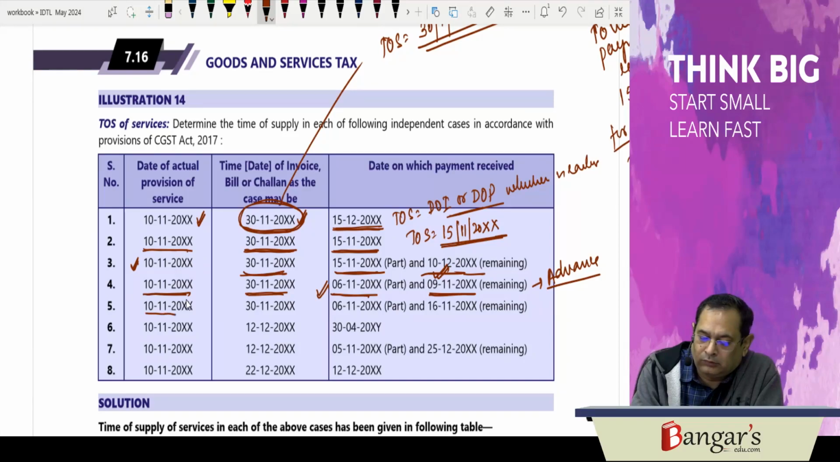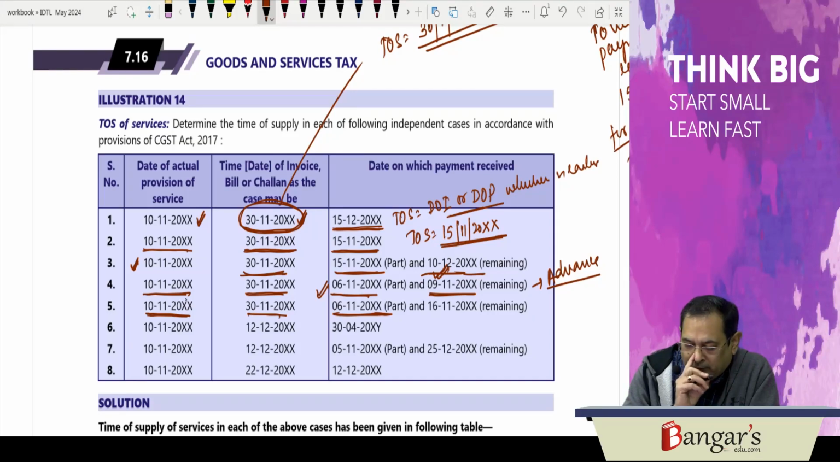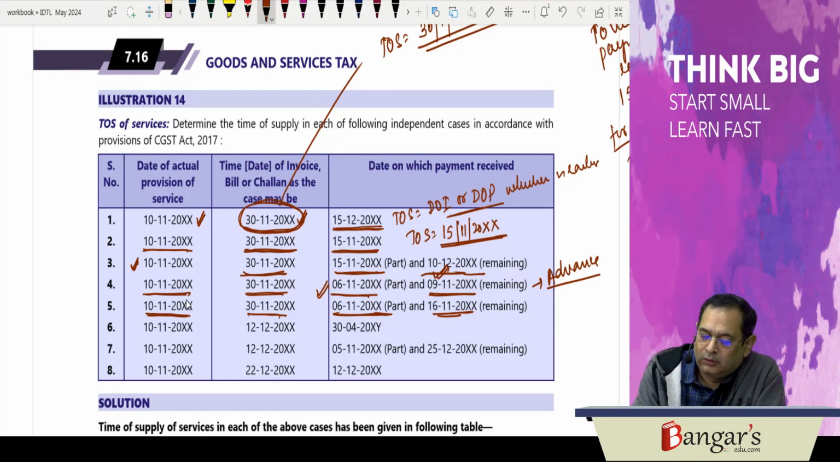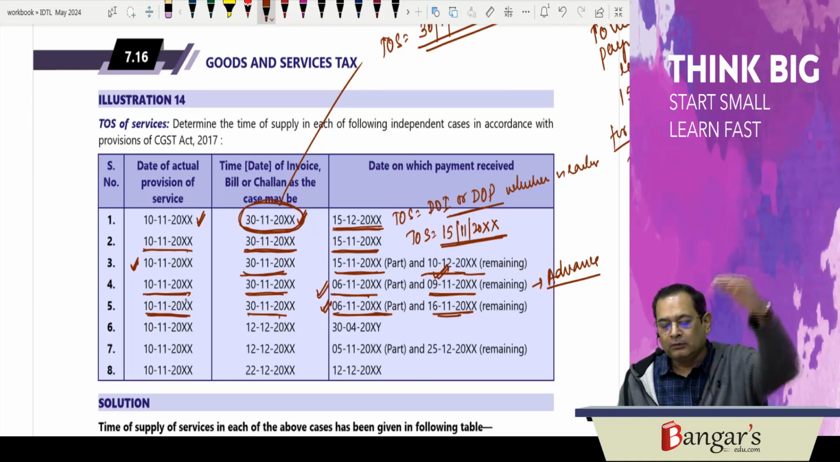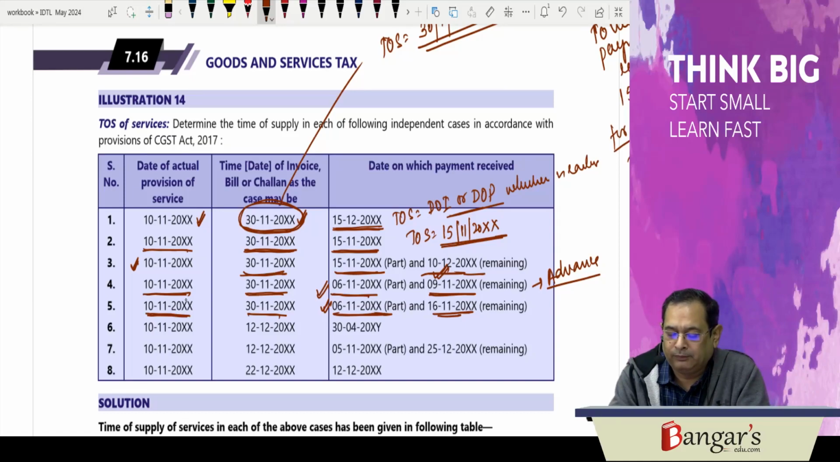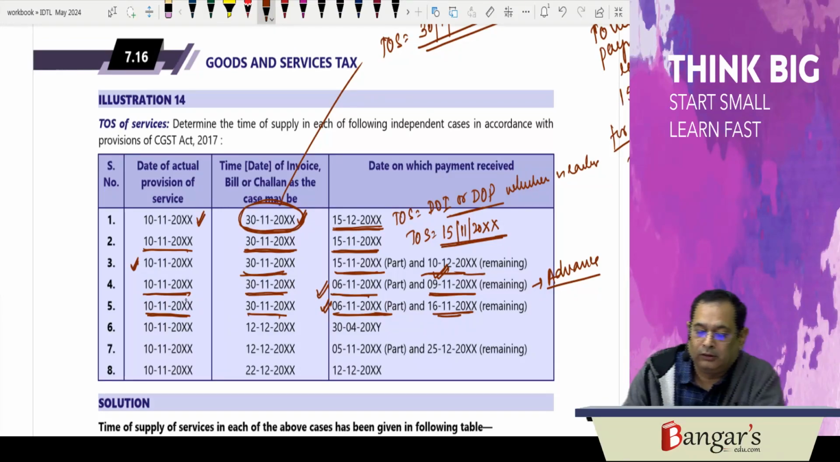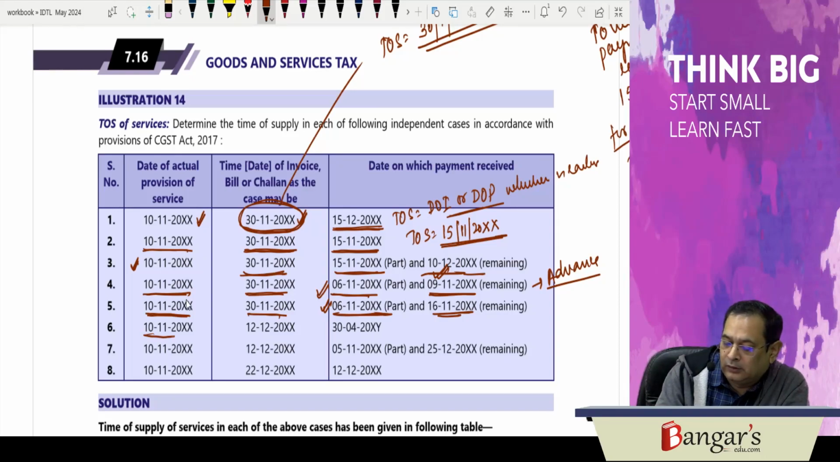Then in this case, the date of provision of service is 10/11. The date of issuance of invoice is 30/11. Here part has been received on 6/11 and the remaining part on 16/11. So to the extent of the part received on 6/11, time of supply will be 6/11. And for the remaining part it will be 16/11. Then next, the date of actual provision of service is 10/11.